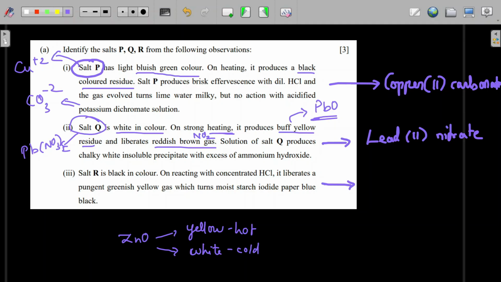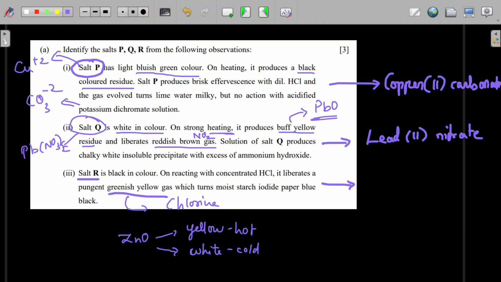Rishi, read the next one. Salt R is black in color. On reacting with concentrated HCl, it liberates a pungent greenish yellow gas which turns moist starch iodide paper blue black. You have to identify the salt. Do you know what the greenish yellow gas is? It is chlorine.